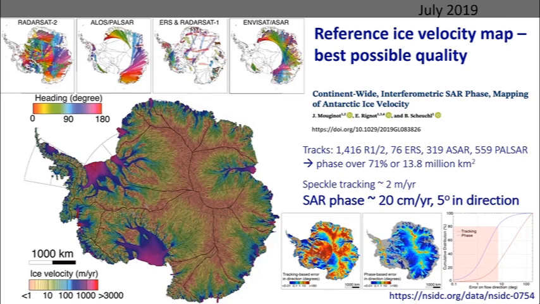Most of the data were acquired within 10 years, but in order to get as much coverage as possible, we extended the record back. This is again a reference product trying to get as much coverage as possible. The improvement is significant, an order of magnitude, so we are now in the order of centimeters per year motion of error. So we're getting closer to the basin boundaries and to the divides.